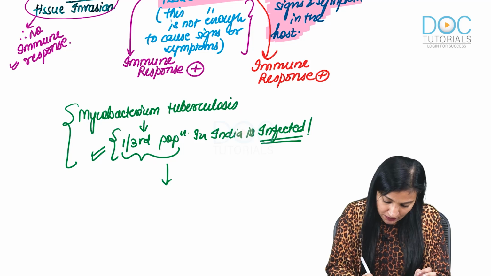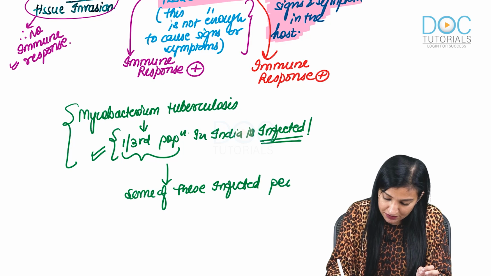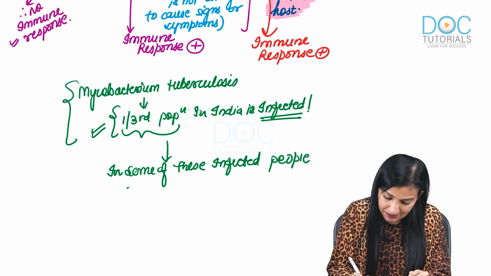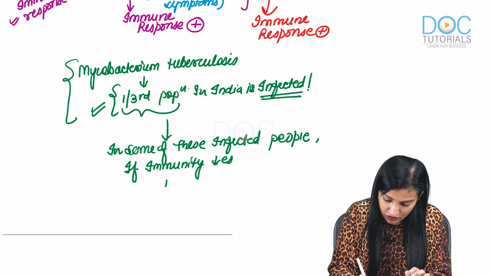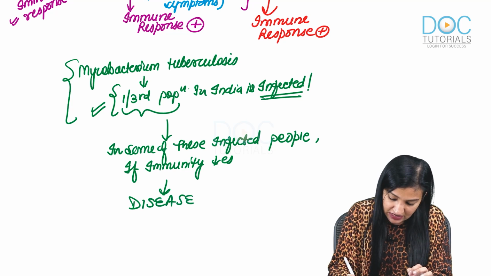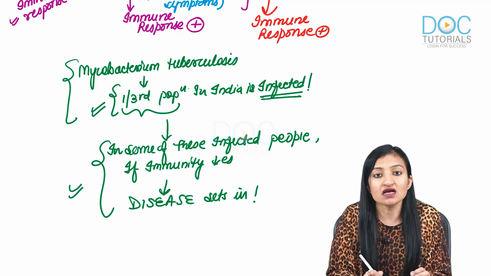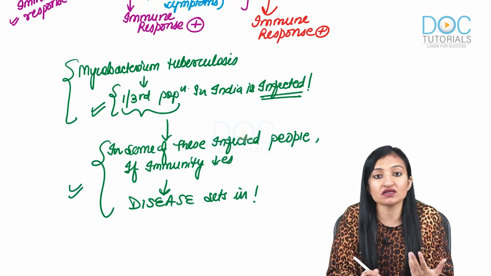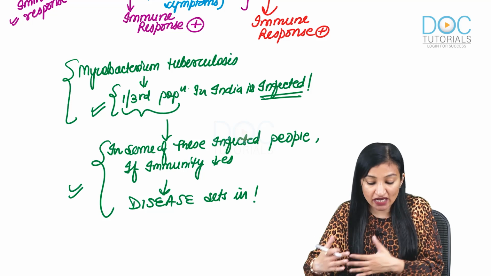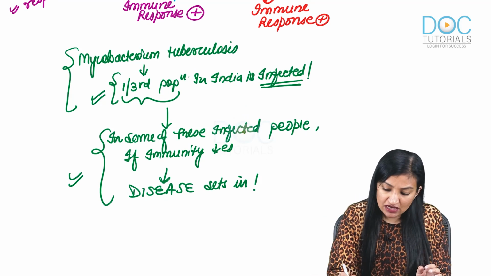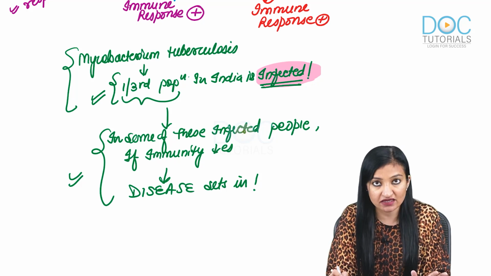So in some of these infected people, if immunity decreases, what happens? Disease sets in. These infected people in whom disease is going to set in could develop fever, cough, productive sputum, and now these people will become infectious to others. So remember, being infected is not the same as being infectious. Both are different things. All right.